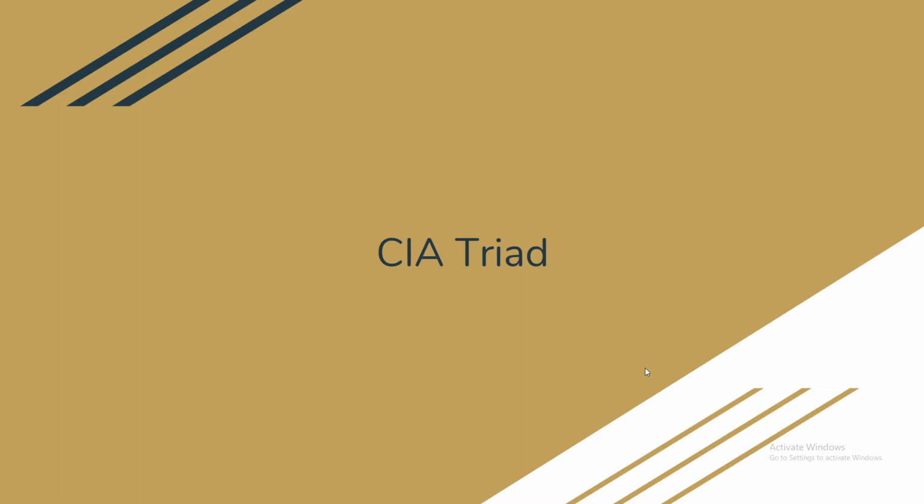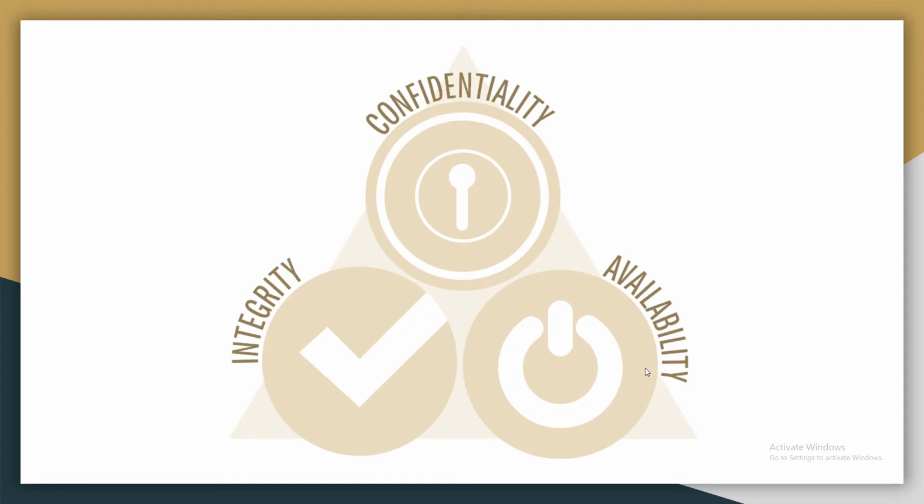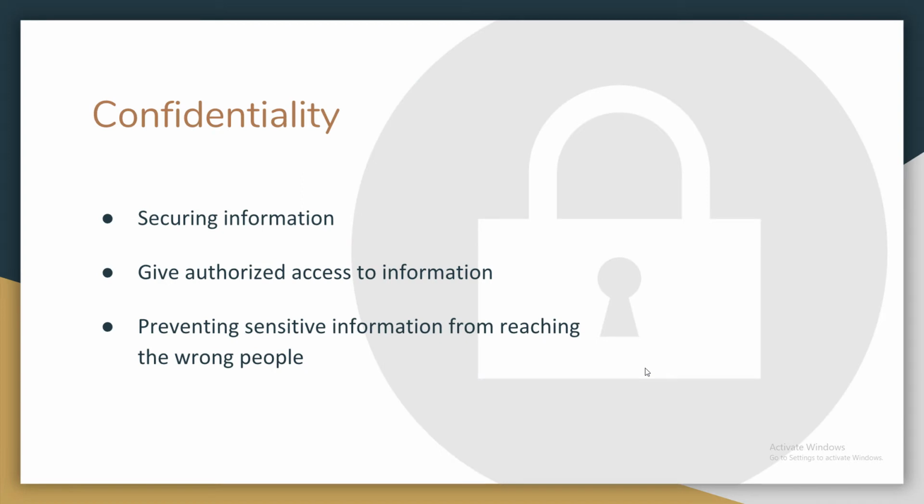One of the most important concepts of cybersecurity is the CIA Triad or triangle. It's built up of three terms: confidentiality, availability, and integrity. Each plays a role in describing the security of a system.